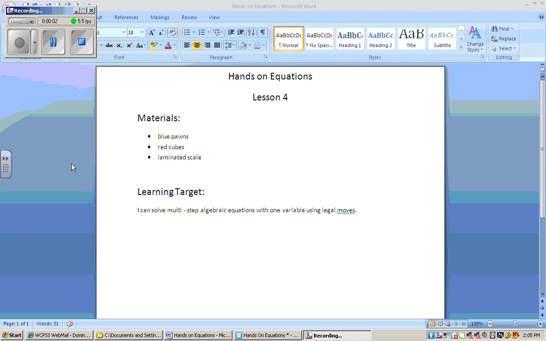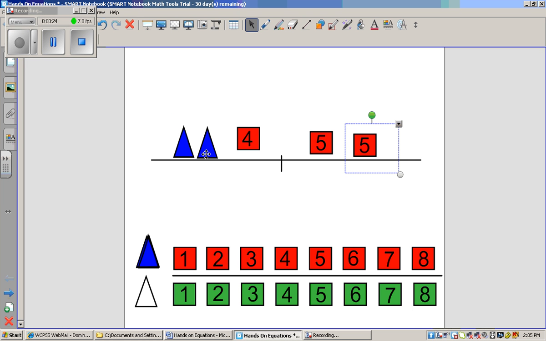This is lesson 4 of Hands-On Equations. Lesson 4 is a continuation of what you did with lesson 3, with the same learning target: I can solve multi-step algebraic equations with one variable using legal moves. So this is really more practice with the same concept. The problem that we're looking at to begin with today is already up here.